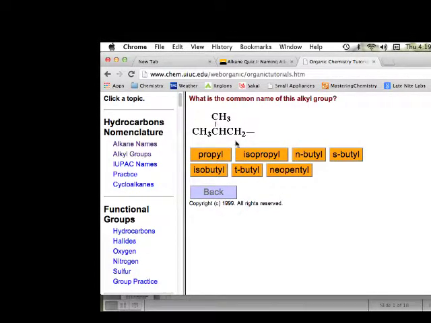This is 4 carbons. The point of attachment is at the end, so it's not propyl or isopropyl because that would be 3. It's not N-butyl because it would be a straight chain 4 carbon compound. It's not sec-butyl or S-butyl because it's not a secondary carbon. This is a primary carbon, so it can't be S-butyl or sec-butyl. It's not T-butyl because this carbon is not a tertiary carbon. It's not neopentyl because it would have 5 carbons. This only has 4, so this must be isobutyl.